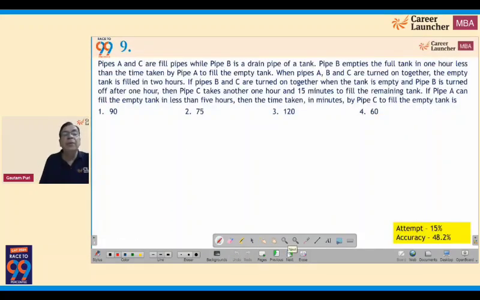Question 8. Pipes A and C are fill pipes. Pipe B is the drain pipe of the tank. Pipe B empties the full tank in 1 hour less than the time taken by pipe A to fill the empty tank. When pipes A, B, C are turned on together, the empty tank is filled in 2 hours. If pipe B and C are turned on together, when the tank is empty and pipe B is turned off after 1 hour, the pipe C takes another 1 hour 15 minutes to fill the remaining tank. If pipe A can fill the empty tank in less than 5 hours, then the time taken by pipe C to fill the empty tank is how much?